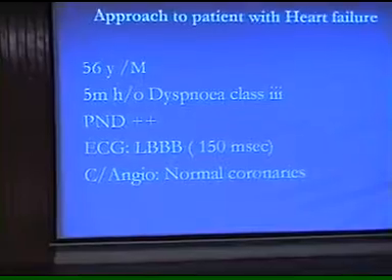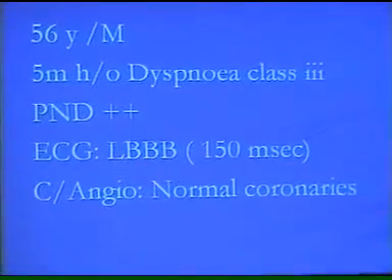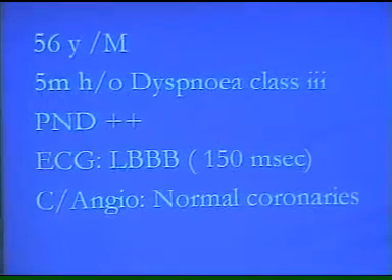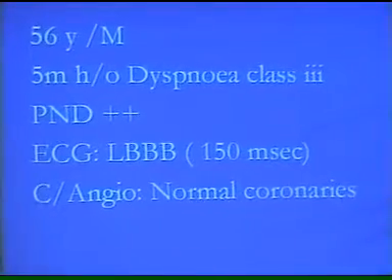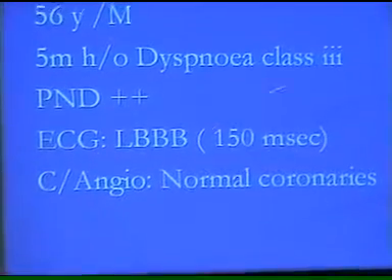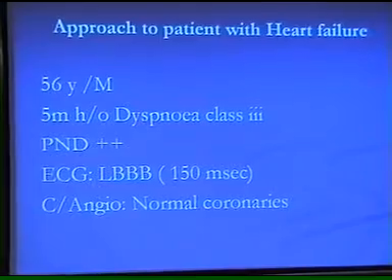Now, I'll just give you this patient. Let's talk about the management plan. This is a 56-year-old man who's got a 5-month history of dyspnea in class 3. Class 3 dyspnea, 5 months, is a real patient. He's got paroxysmal nocturnal dyspnea. He's got left bundle branch block of more than 150 milliseconds on ECG. He's in sinus rhythm at a heart rate of 60 beats per minute. He's not been taking any medication. This is the first time he's come to your attention. He's a property dealer. He's got an ECG showing left bundle branch block with QRS duration of 150 milliseconds.